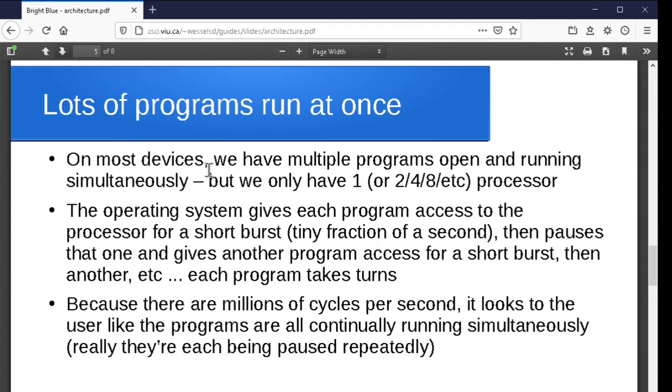Now, because there's millions of cycles per second, as far as the user is concerned, it looks like they're all running simultaneously, even though they're all actually starting and stopping and starting and stopping over and over and over again. It's just happening too fast for us to pick up on the difference, for us to actually notice that these things are all kind of stuttering in their behavior.